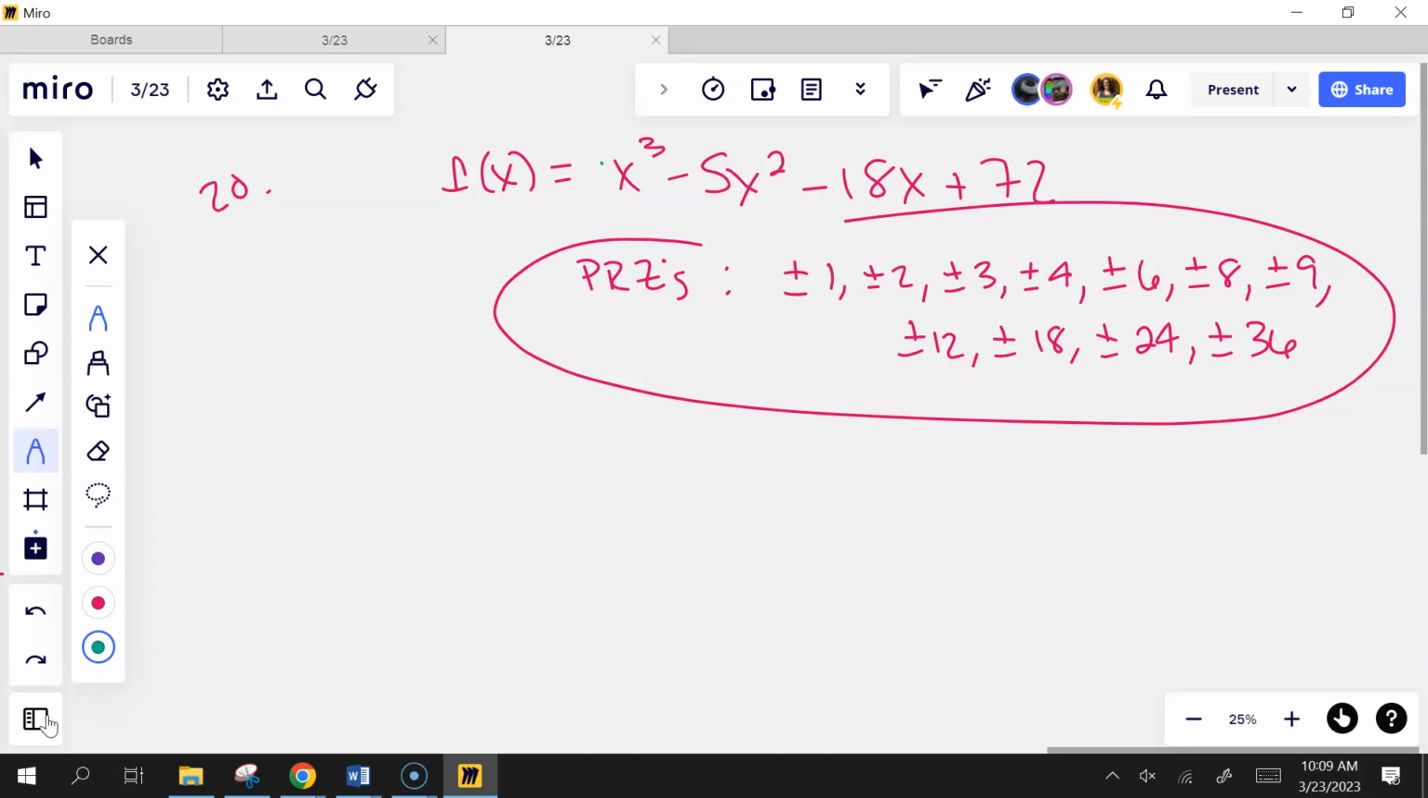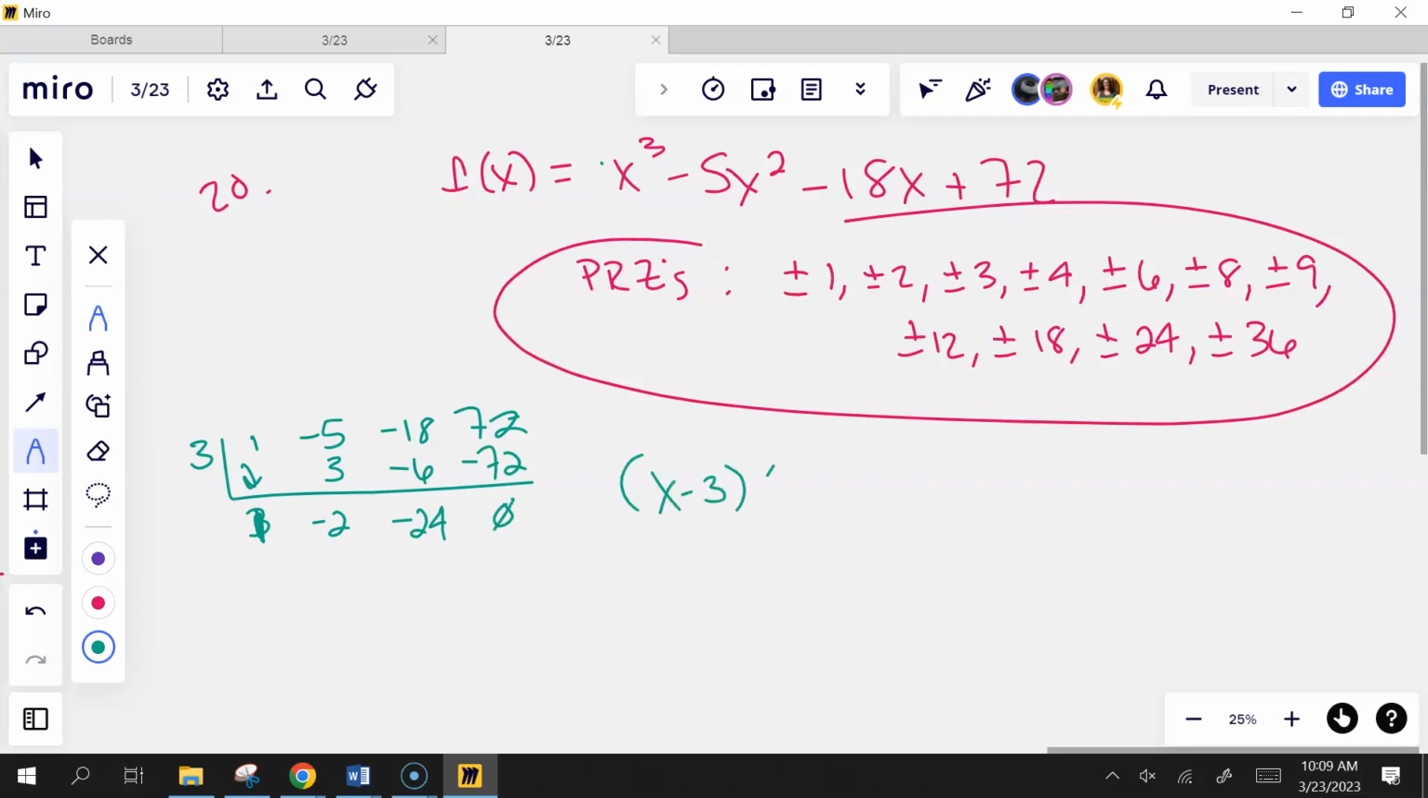What should I try? 3. Wait, what? This is 20? Negative 4. Drop it, multiply. Oh, sorry. I'm telling you. 24, negative 72. All right, so I got x minus 3 times x squared minus 2x minus 24.